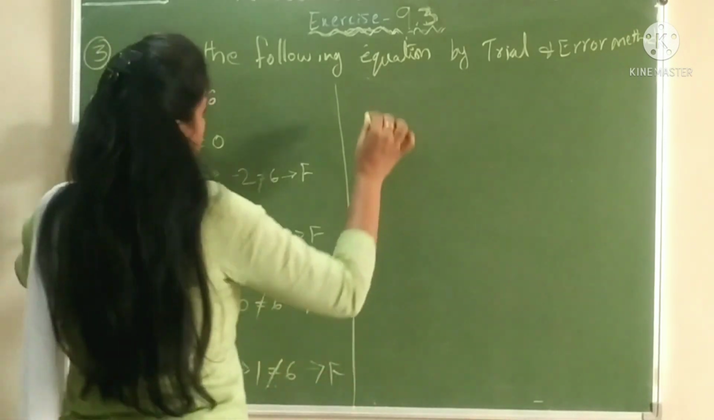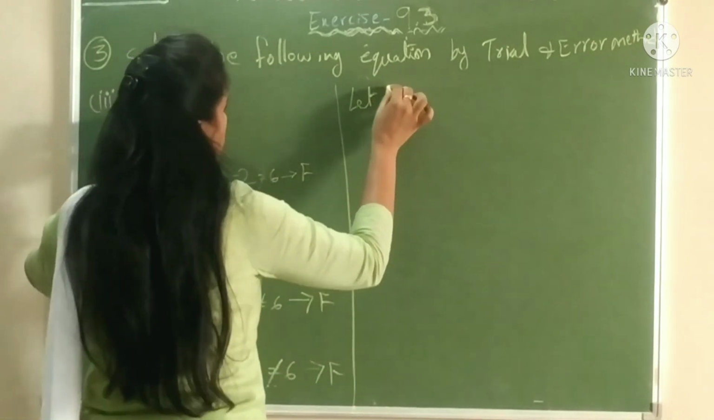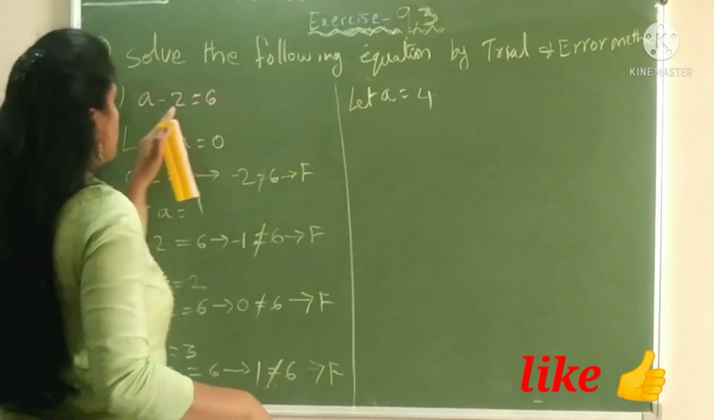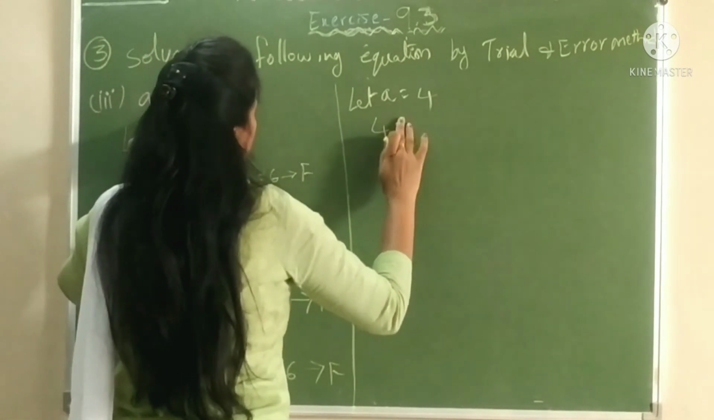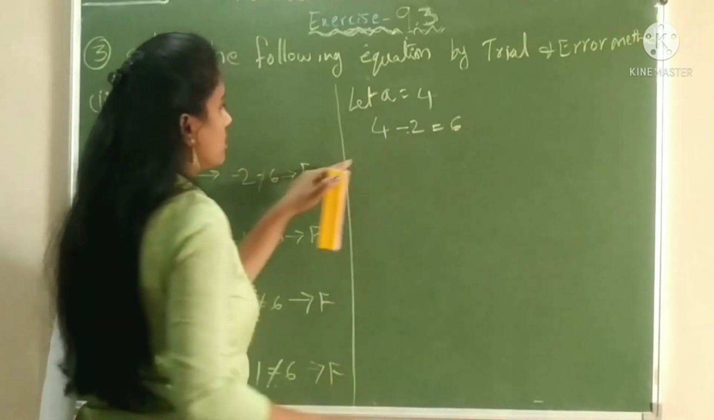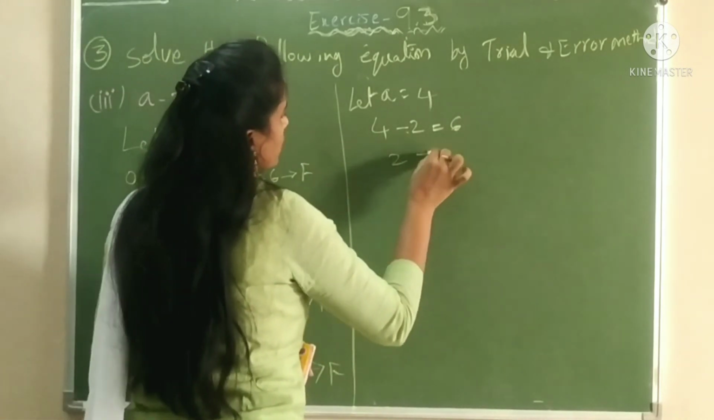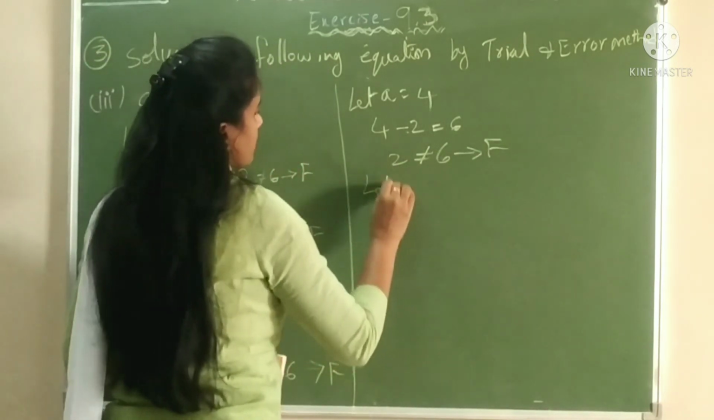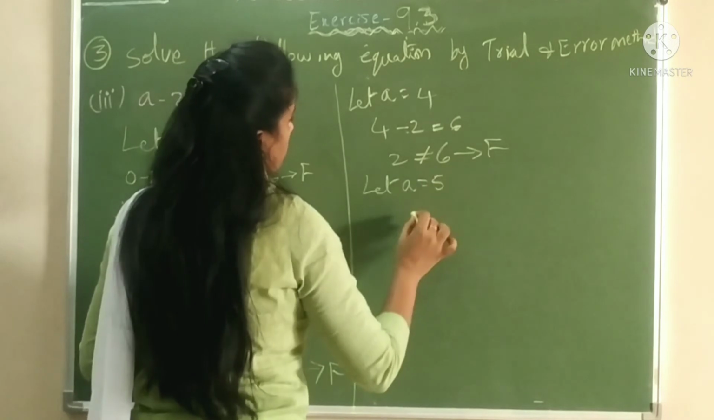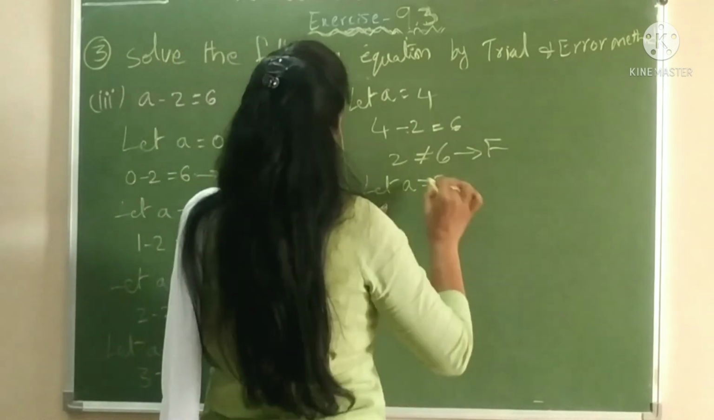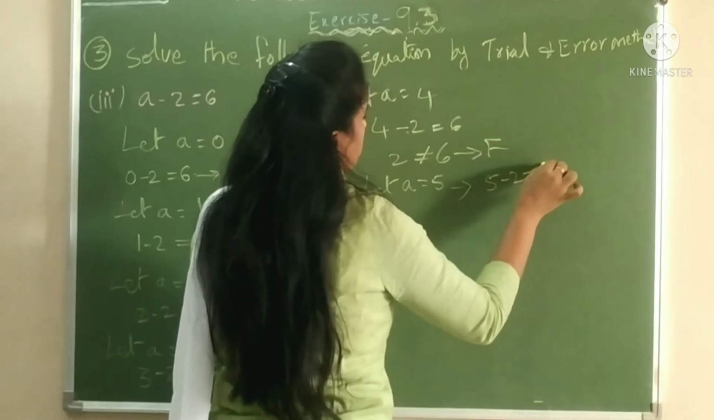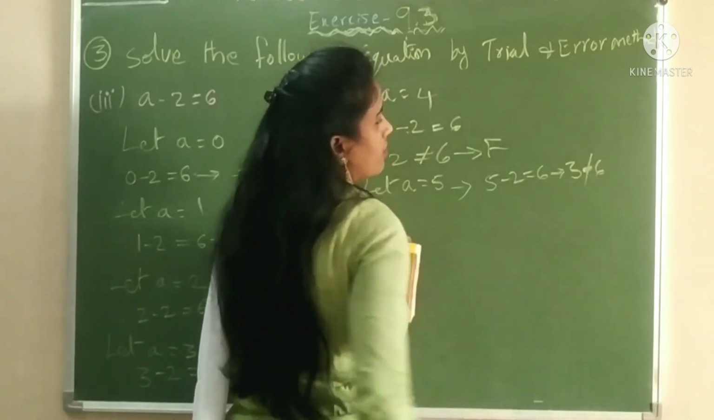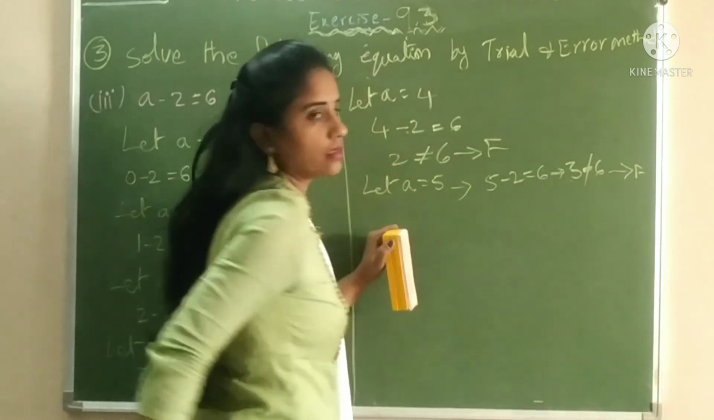Again, let a is equal to 4. Substitute the value of a in this equation. 4 minus 2 is equal to 6? 4 minus 2 is equal to 2, and 2 is not equal to 6. So this is also false. Again, let a is equal to 5. Then 5 minus 2 is 3, and 3 is not equal to 6. So this is also false.